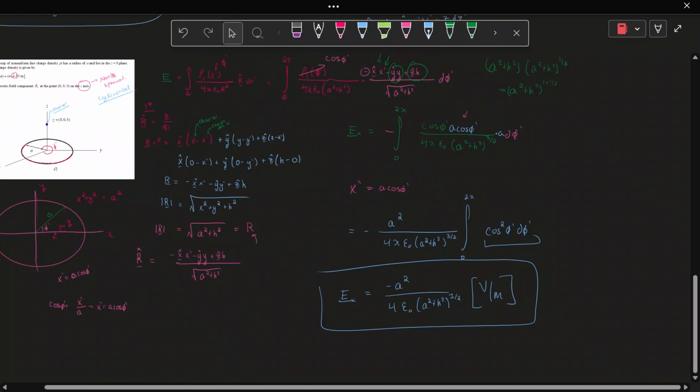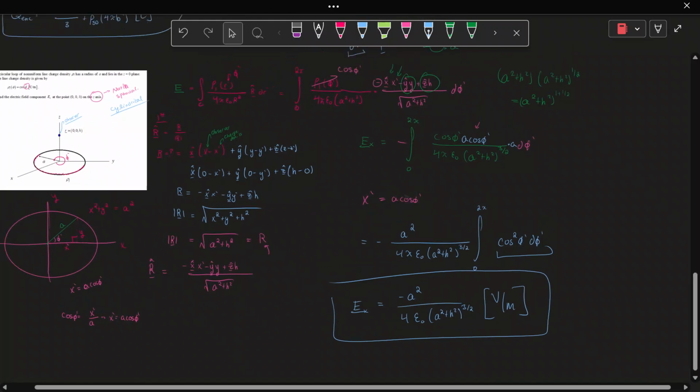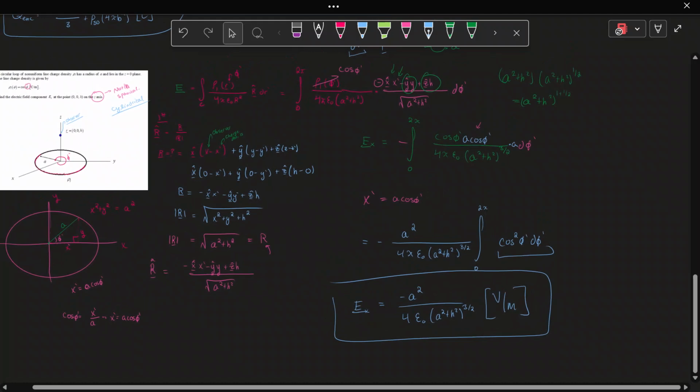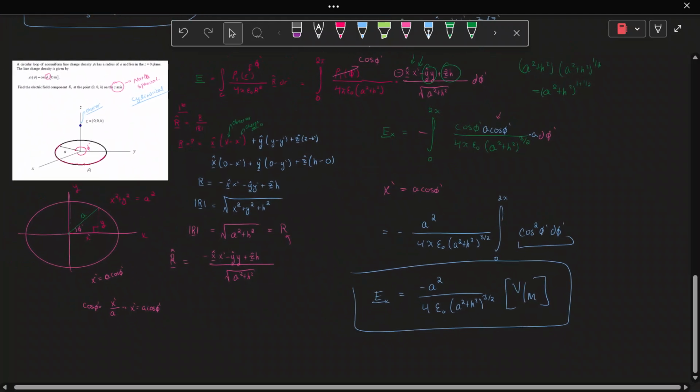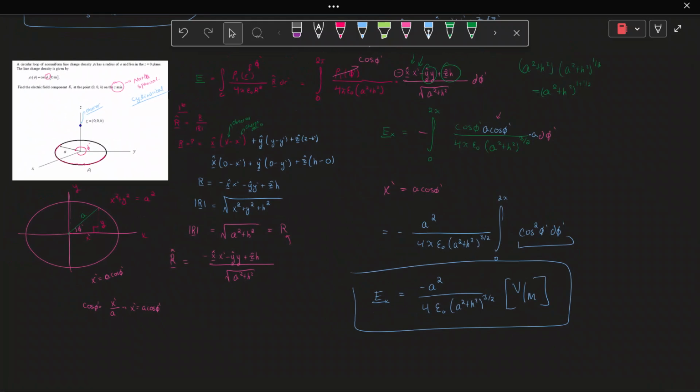Hopefully this process made sense and it was very easy to follow. If it's not very easy to follow, please reach out to me. I'll make more videos on this, especially because finding the electric field given a charge density is most certainly going to be on the exam. You have to be very comfortable with using linear, surface, and volumetric charge densities to find the E component.